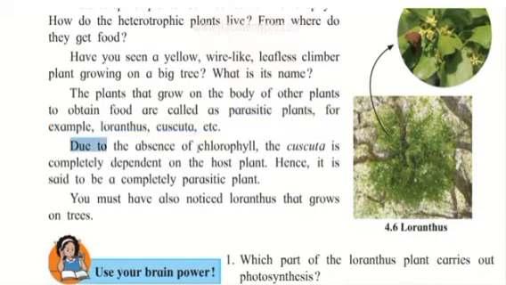Now, due to the absence of chlorophyll, the cuscuta is completely dependent on the host plant. That is, it cannot produce its own food at all. Hence, it is said to be a completely parasitic plant. It depends totally on the host plant. Now, you must have also observed loranthus that grows on trees. These are the pictures of the loranthus plant, and cuscuta are the wire-like plants that you see.